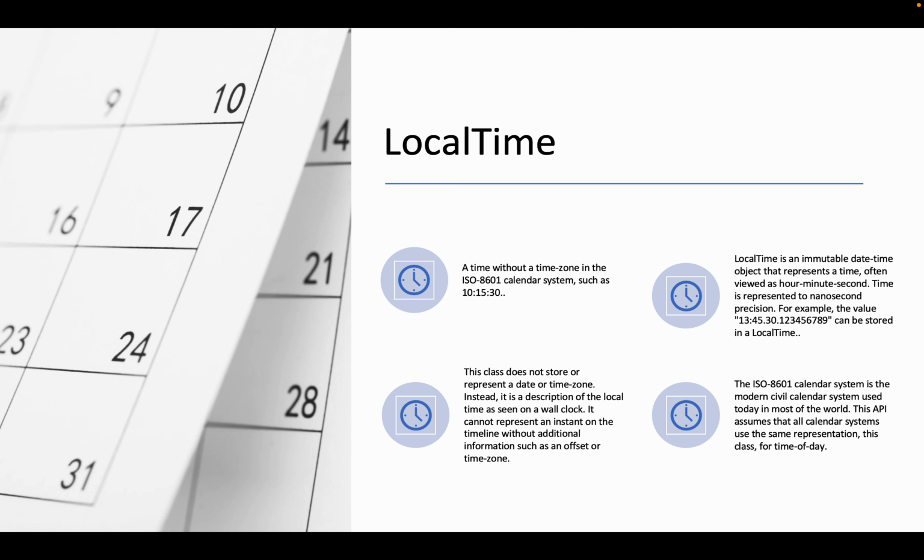For example, the value 13 hours 45 minutes 30 seconds, and the others is nanoseconds, can be stored in a local time. So this class also does not store or represent time zone. Instead, it's a description of a local time as seen on a wall clock. It cannot represent an instant of a timeline without additional information such as offset or time zone.